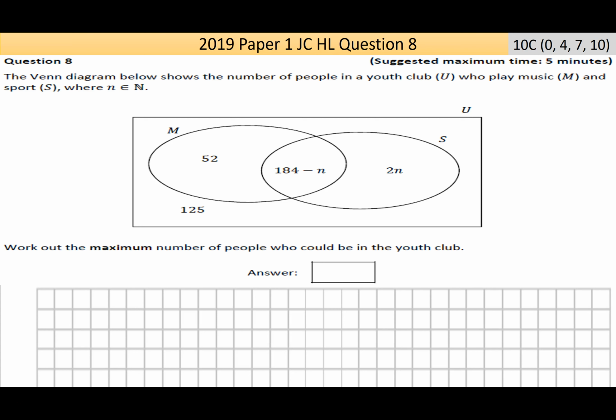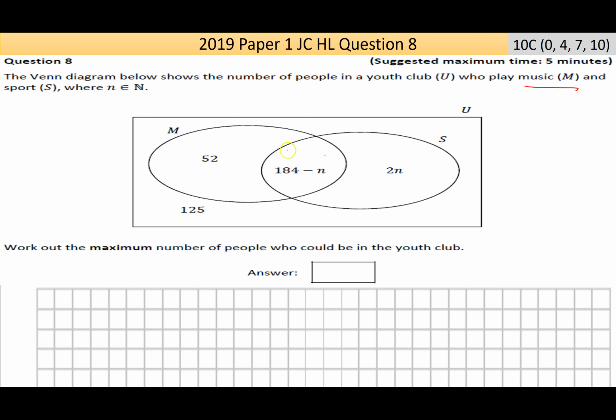The Venn diagram below shows the number of people in a youth club. That's the total number of people. Some of them play music. That's denoted with M, so that's this set here. And sports is the second set. Now, some people play music and play sports.